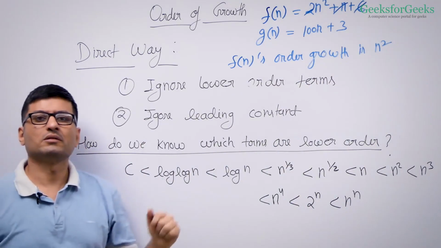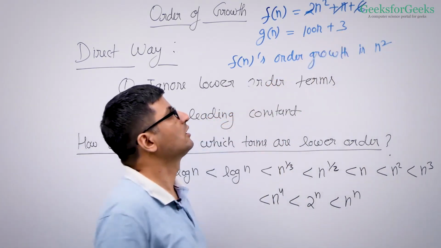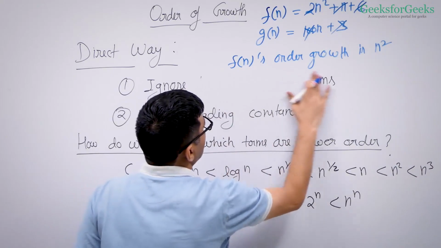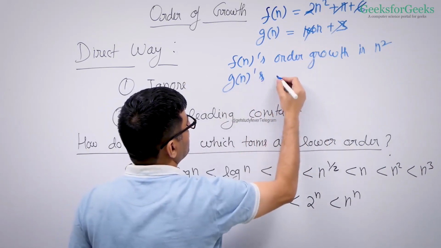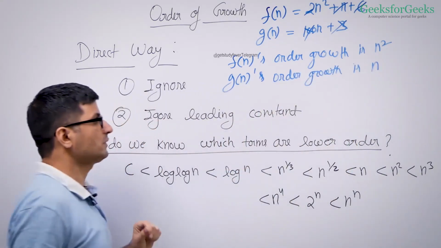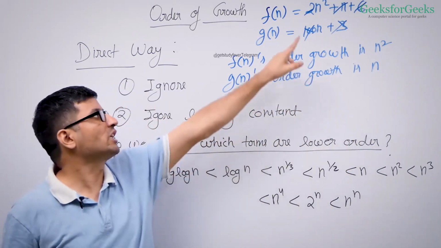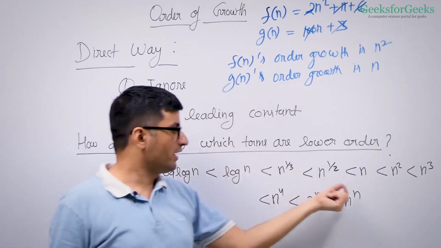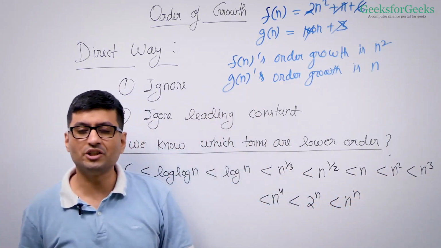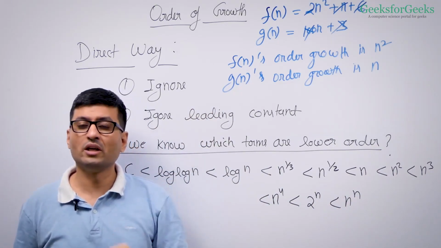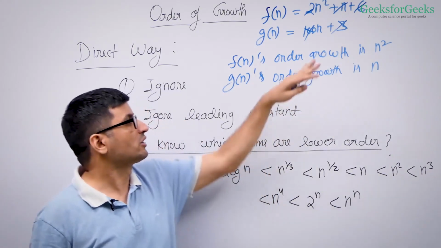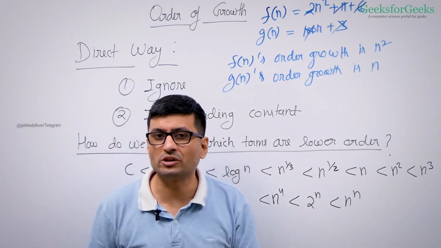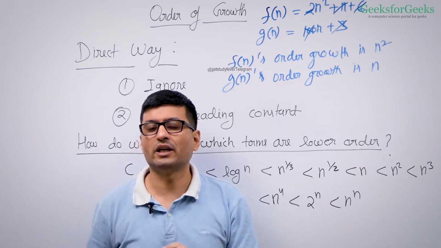And what about Gn? You can ignore the lower order term, which is a constant. You can ignore leading constant. And you can say Gn's order of growth is linear. Now if there are two algorithms and they have these times taken by them, then you definitely say that Gn is better because n is less than n square. The time taken by Gn is going to grow slow when n grows, and we are talking about n tends to infinite. So that's the general idea, the direct way to find out the order of growth. Ignore the lower order terms, ignore the leading constants, and find out the order of growth and simply compare them.